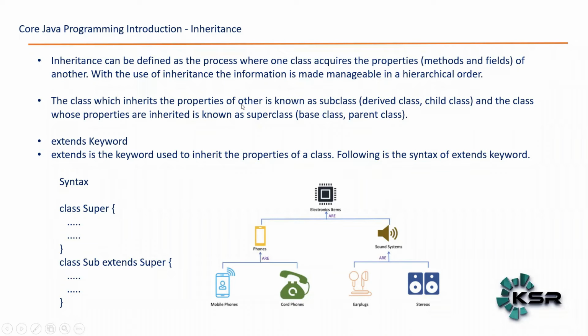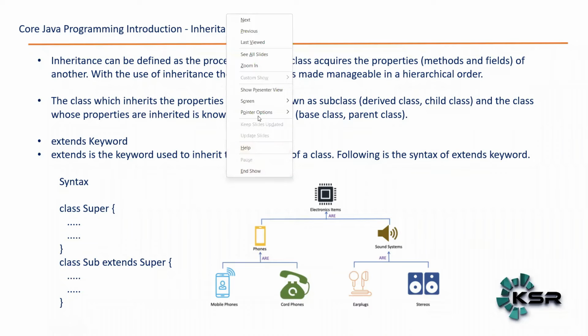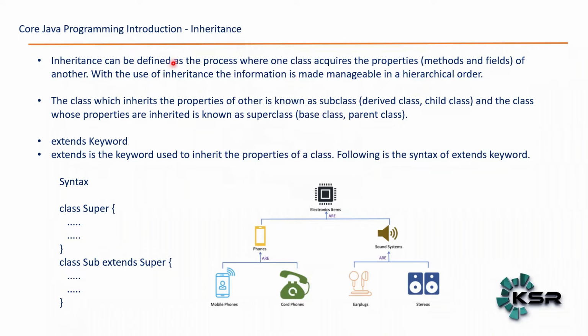So inheritance can be defined as a process where we acquire the properties, right? The methods and fields. As I said, I am a parent. I will have some of the behavior characteristics of my father or mother. That is called inheritance.